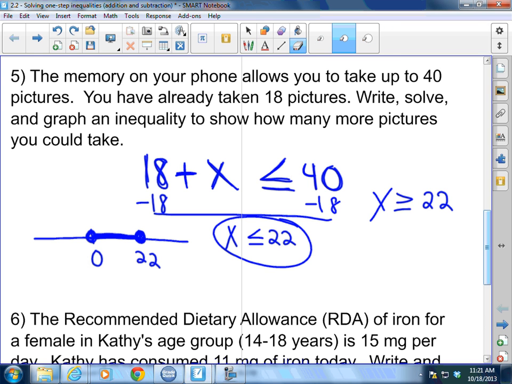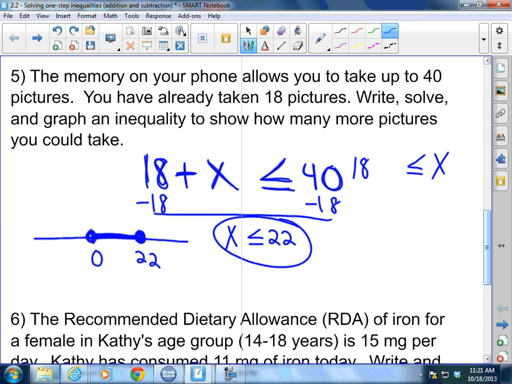Son, again, you're not listening to me. You want me to do it like this, put it on the right-hand side, but keep the, no. You can't keep the inequality like that. You have to read from the inequality, son. The x is less than or equal to 40. This camera can take less than or equal to 40 pictures. You took 18 pictures plus how many more pictures is going to give me less than or equal to 40?